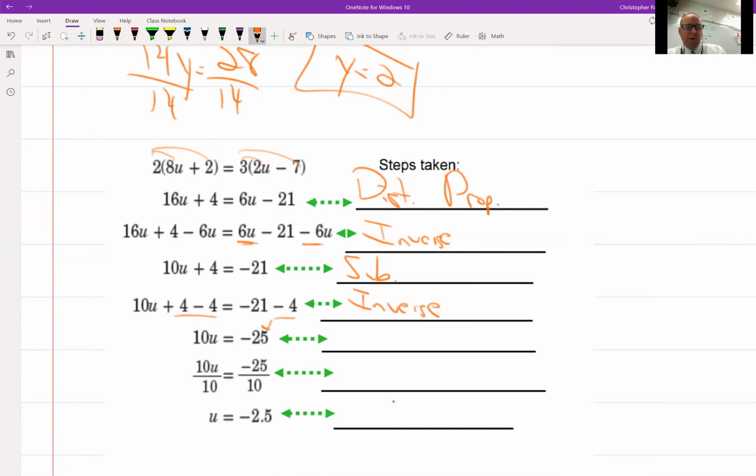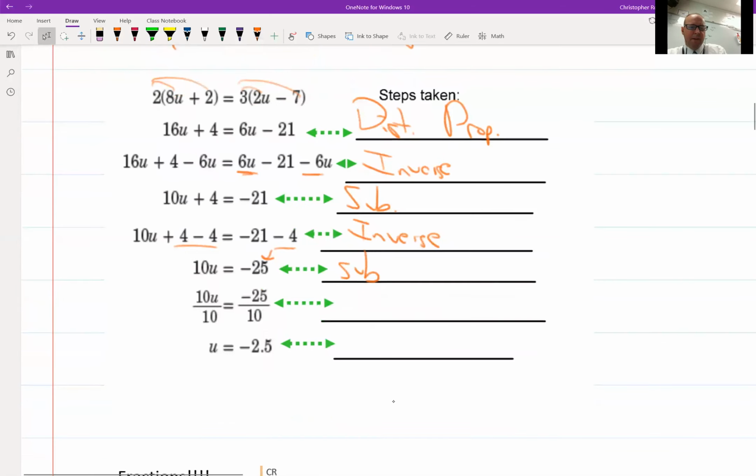And then we ended up with a product of that. So that's a substitution because negative 21 minus 4 is negative 25. And then we're going to divide by 10. So that's an inverse. This one's by multiplication. So if I say that these were by addition, and that works. And then we do a substitution to get negative 2.5.